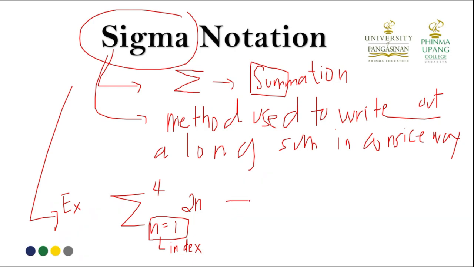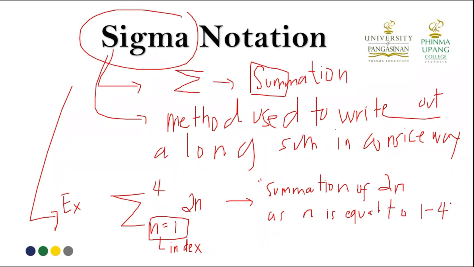Sir, paano ba basahin yan? When it comes to pre-calculus, ang pagbabasa niyan is summation. Lagay natin, summation. Malamang lumabas sa exam. So, summation of 2n as n is equal to 1 to 4. I repeat, summation of 2n as n is equal to 1 to 4.